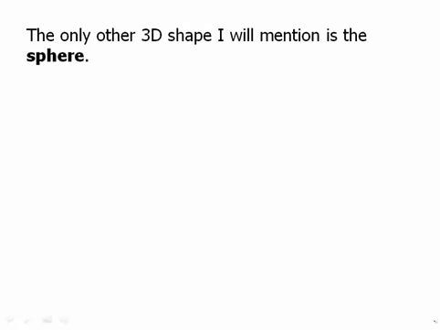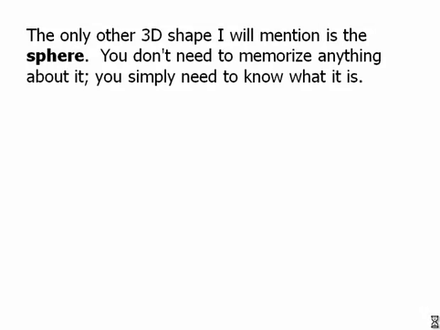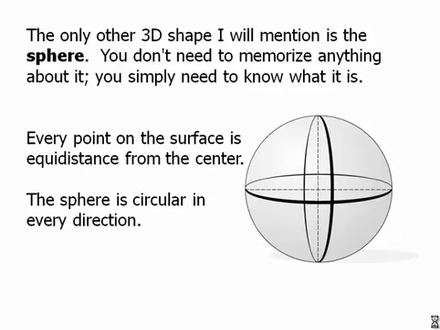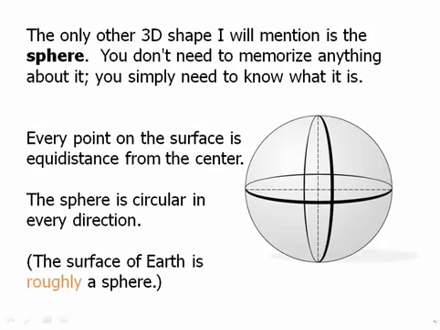The only other 3D shape I will mention is the sphere. You don't need to memorize anything about it. You simply need to know what it is. So here's a picture of a sphere. Every point on the surface is equidistant from the center. The sphere is circular in every direction. And one way to think about it is the surface of the Earth is roughly a sphere.